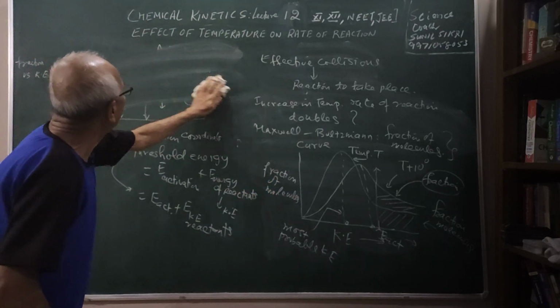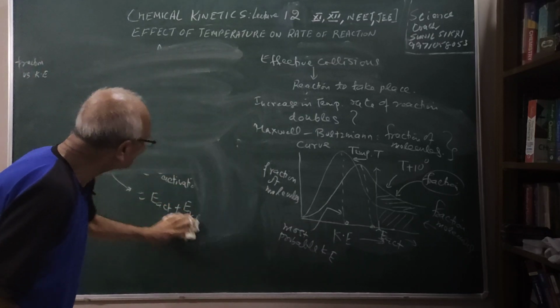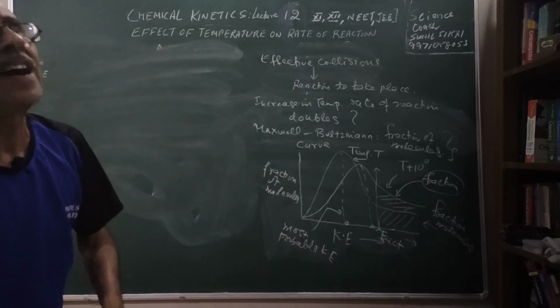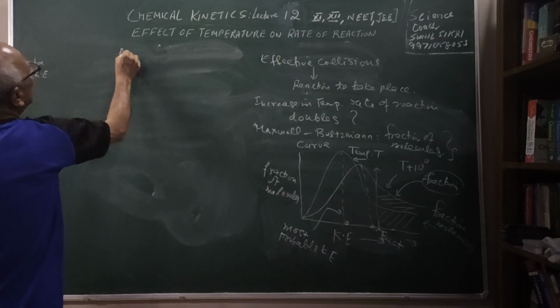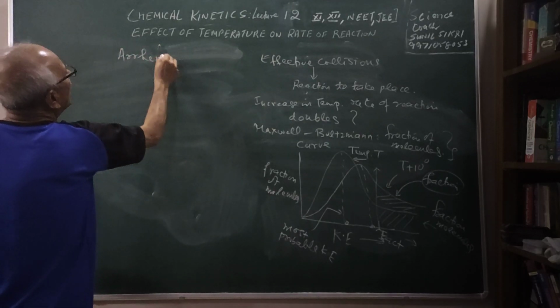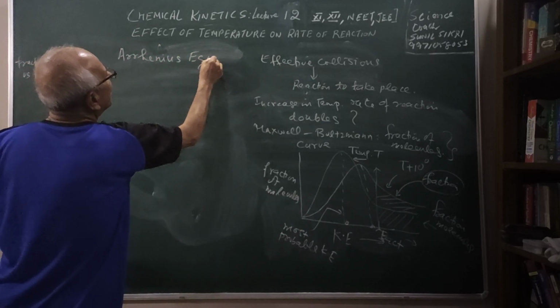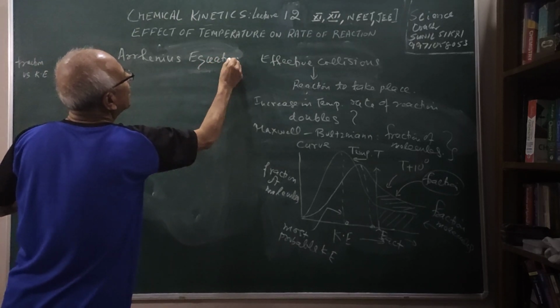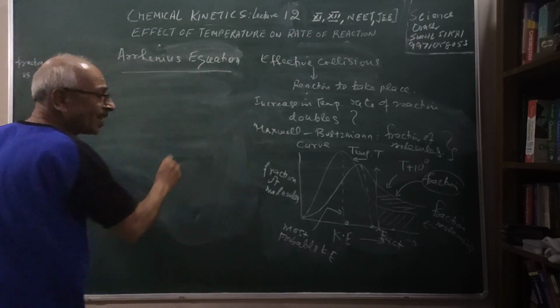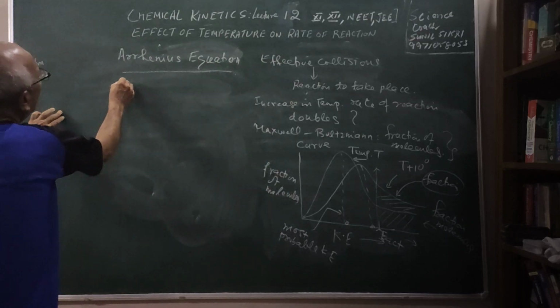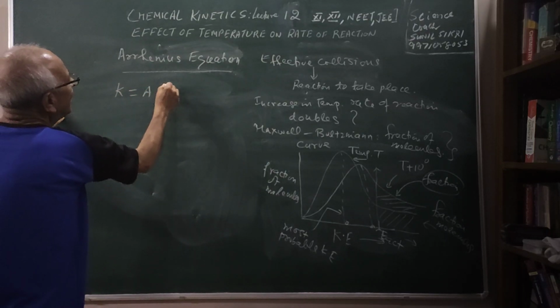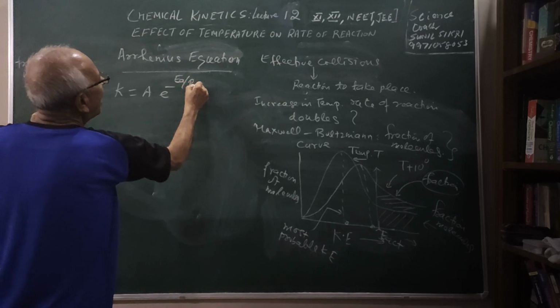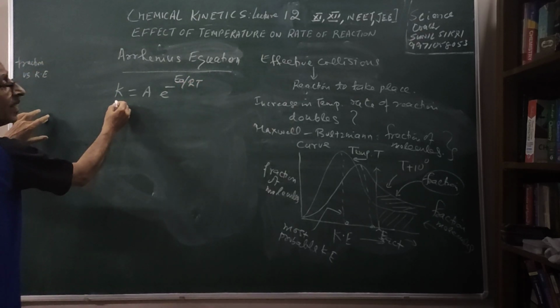Very important, students. Now Arrhenius was studying this, and Arrhenius gave an empirical relationship in order to account for the effect of temperature on the rate of the reaction. Experimentally, he found k is equal to A e to the power minus E a by RT. k is the rate constant.